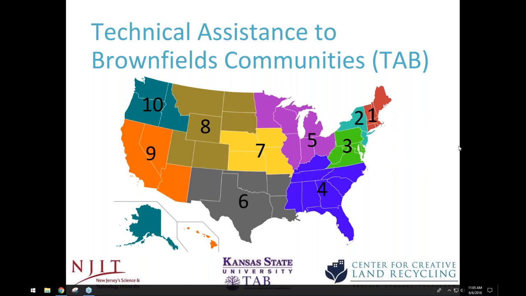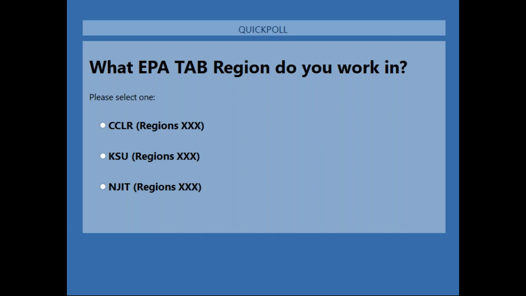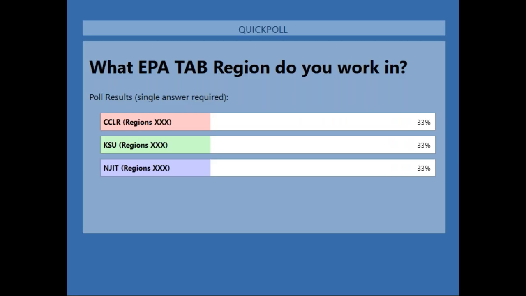Next question is TAB region. Which TAB region are you in? So 2, 9, and 10 are CCLEAR, 1, 3, and 4 are NJIT, and the rest are in KSU, Kansas State. Great, almost, wow, an even split. Wow, we've never seen that before. Well, thank you so much.